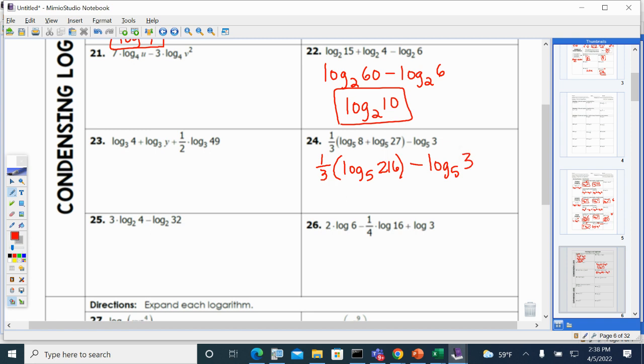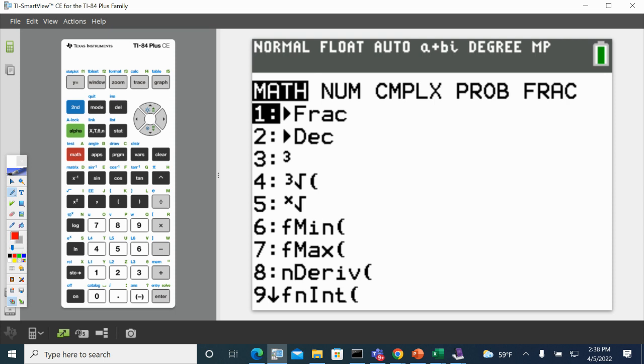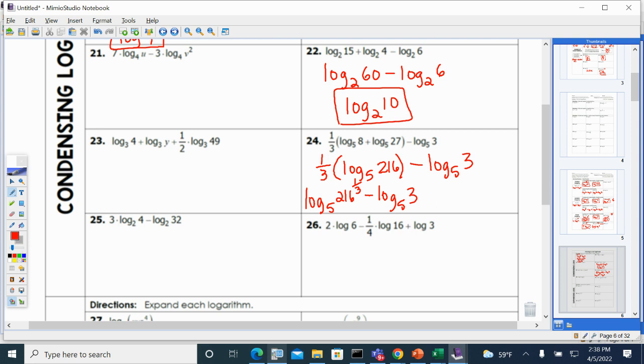From there, I'm going to move the 1/3. So my product is going to become my exponent. And I get log base 5 of 216 to the 1/3 power minus log base 5 of 3. Now, 216 to the 1/3 power is the same thing as the cube root of 216, which is 6. So that all becomes 6.